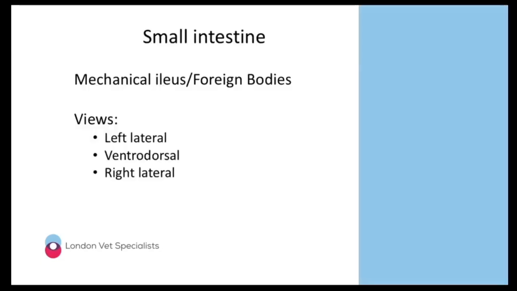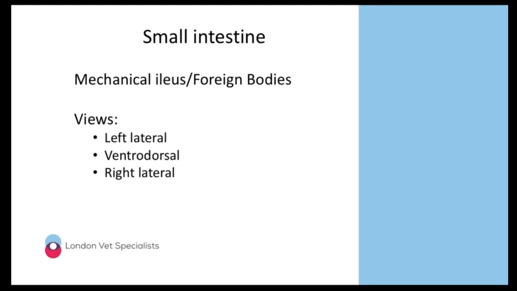So the small intestine is often something that we spend a lot of time looking at when we have patients presenting with an acute abdomen and we're trying to decide whether to cut them or not. And most of the time, we're trying to decide whether we can see a foreign body and/or there is sufficient evidence of a mechanical ileus to justify surgical intervention.